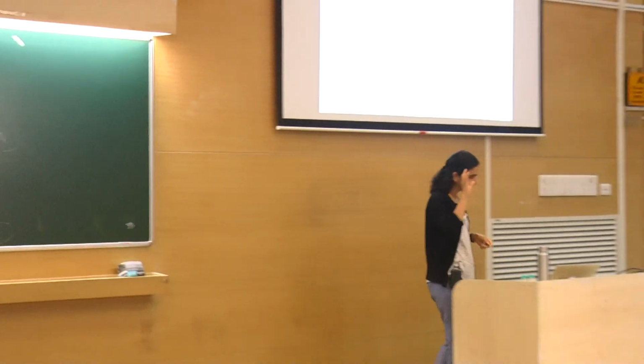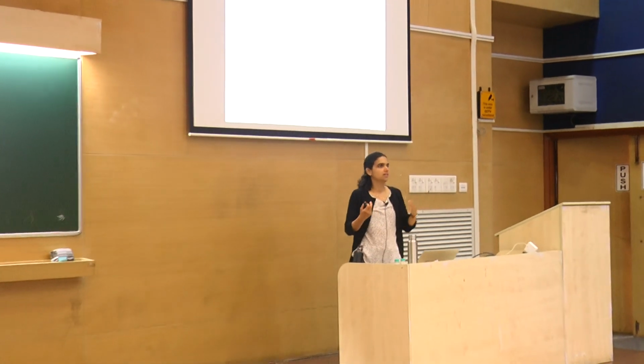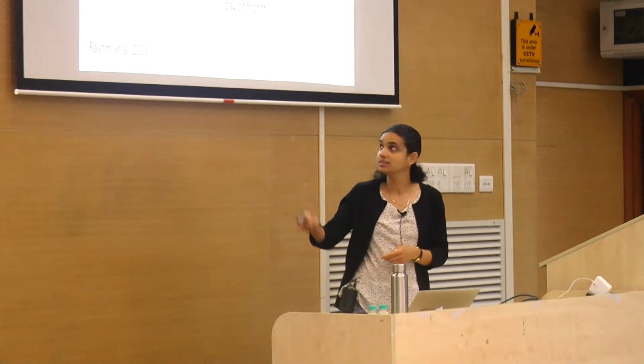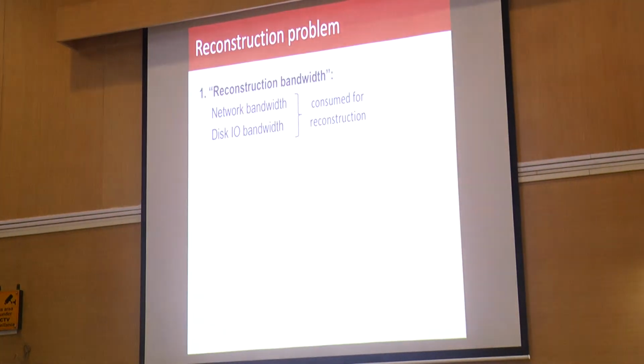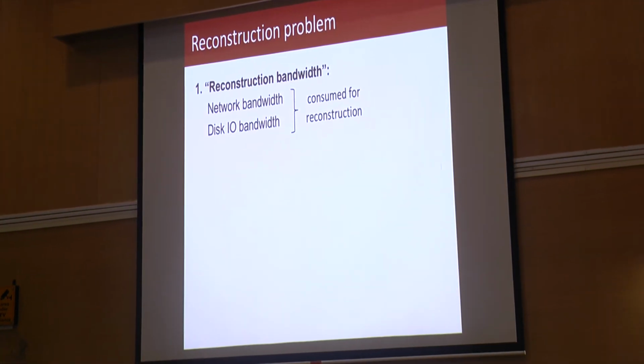Okay, so that is the key difference between the classical decoding and the reconstruction. Okay, cool. So now, within the reconstruction problem, there are two flavors of the problem corresponding to two different metrics that come into play in real-world systems. The first one is reconstruction bandwidth, which concerns the amount of network bandwidth consumed and the amount of disk I/O bandwidth consumed during reconstruction.